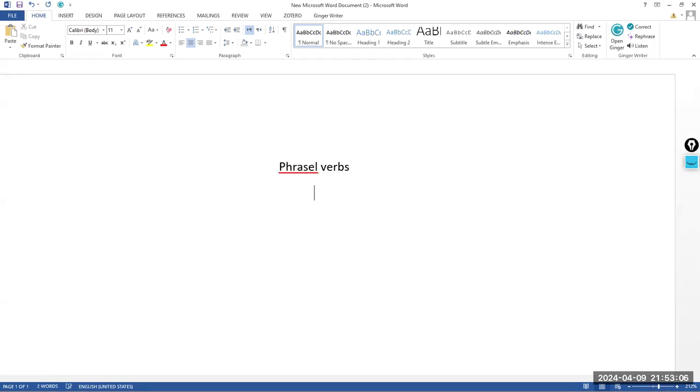One is called literal phrasal verbs, and we have idiomatic phrasal verbs too. Okay, what is the difference between literal phrasal verbs and idiomatic phrasal verbs?